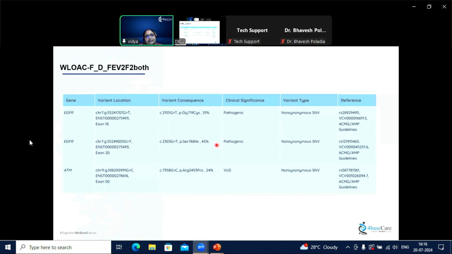Unlike the other one, where in the same exon 18 you had two mutations, you can still look into it carefully. There may be a few reads which will give you some insight whether they were both in cis or trans.